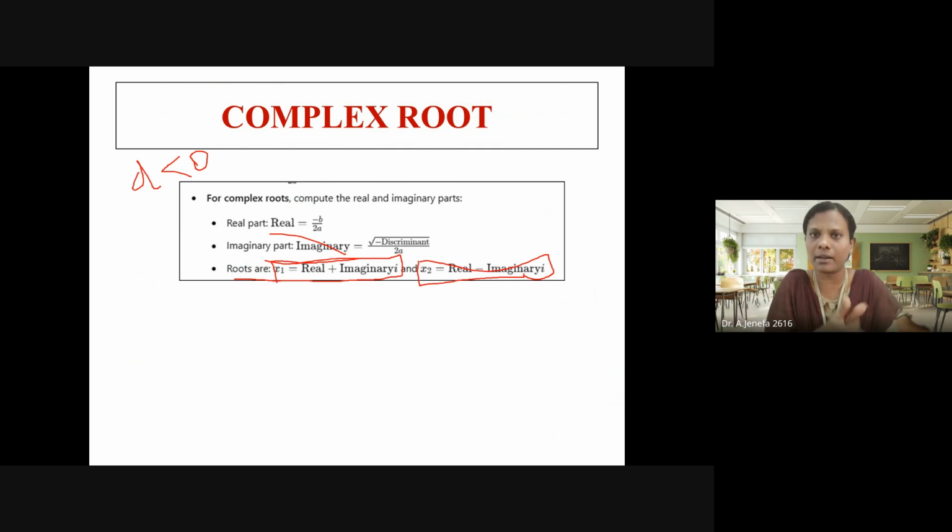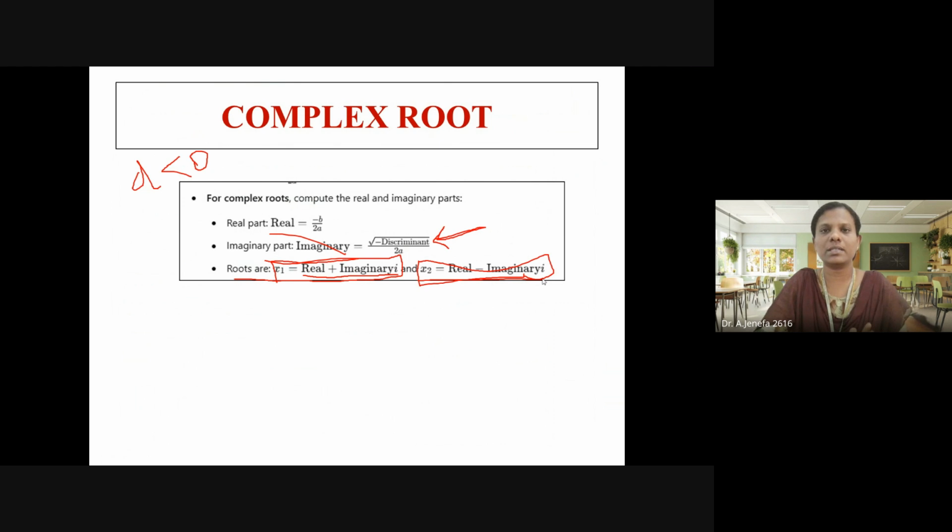Okay, how do we calculate the real part? Real part equals minus b by 2a for the condition of discriminant less than 0. How do we calculate the imaginary part? Imaginary equals root of minus discriminant by 2a. And what's the formula to calculate the discriminant? B square minus 4ac. And how do we write the final answer for this complex root for the condition discriminant less than 0? Root 1 equals real plus imaginary into I. And the second root equals real part minus imaginary part into I. So this is how we solve the quadratic equation for 3 different conditions.